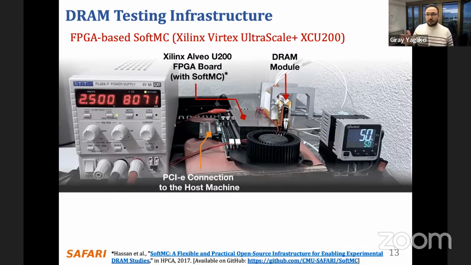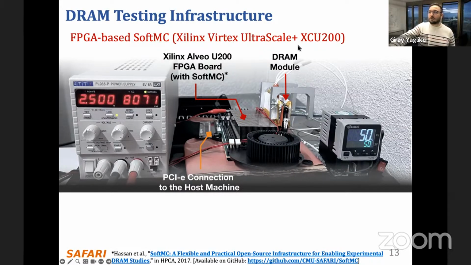So we are using DRAM Bender. Over here it's written SoftMC because this is an early version of DRAM Bender, and this paper was published before DRAM Bender. But this is a quite similar version to what you have in your hands, actually. So this is also the same board that you've been using. Many of you are using, I think.